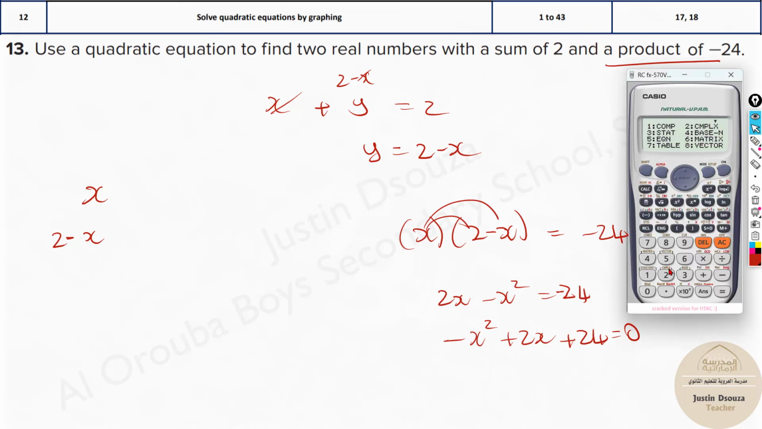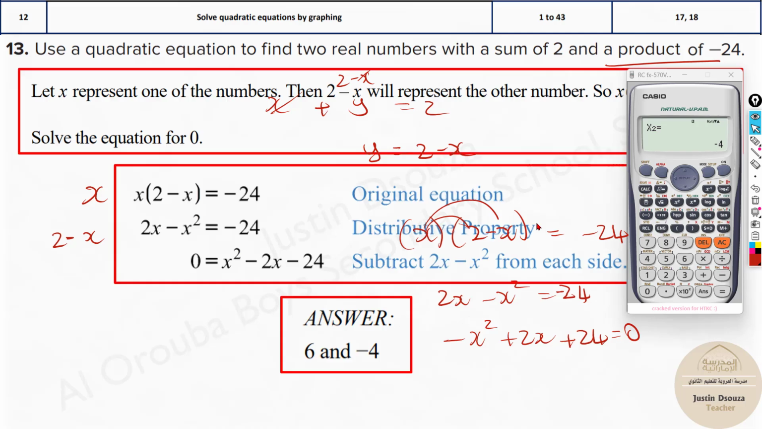Let's go to mode 5 and 3 and now type the coefficients. It's minus 1 and then we have positive 2 and lastly we have 24, and the answers are 6 and minus 4. So those are the solutions, 6 and minus 4, which we got as well. And this is the equation which we got.